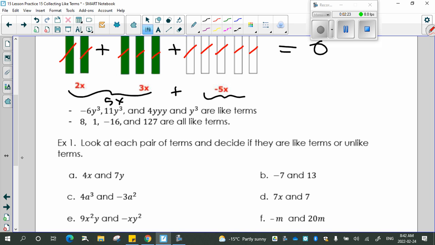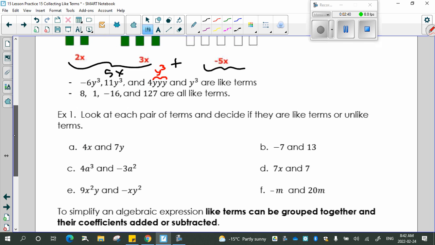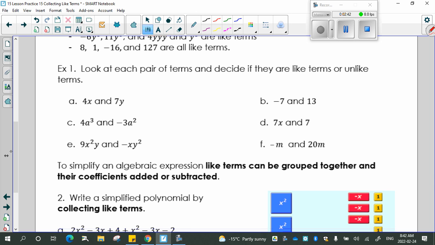y times y. So if you multiply y by itself 3 times, it's y cubed. And y cubed, they're all like terms because they have the same variable part. Just plain numbers, they're all like terms. So look at each pair of terms and decide if they're like terms or unlike terms. So we're just looking at them and saying like or unlike. We can use L for like and U for unlike.